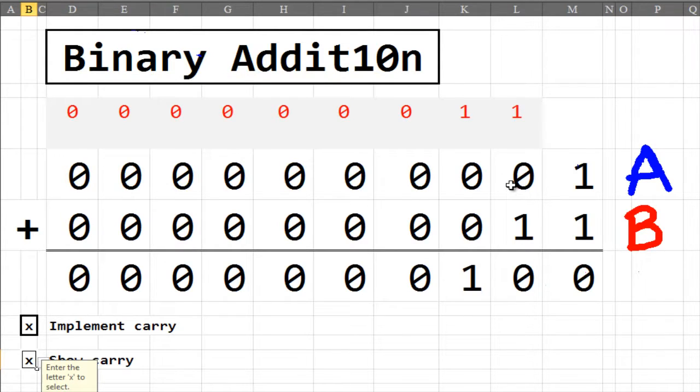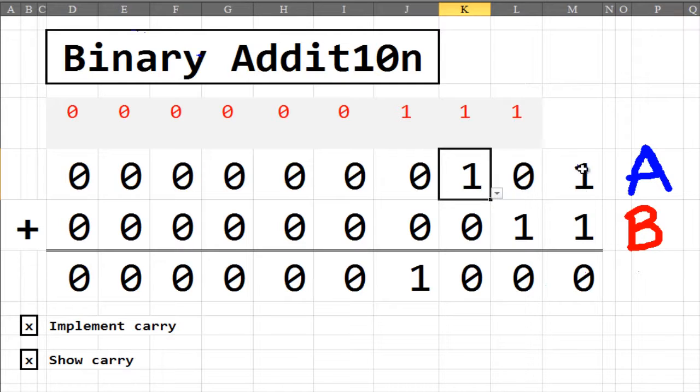The next example, let's add 5 and 2. So input A gets 5, and 5 would be 4 plus 1. Remember, 2 to the 0 is 1, so this gets on. 2 to the 1 is 2, that's off. 2 and 1 is 3, nope. So 2 to the 2 is 4, so this gets on. 1, 0, 1 represents number 5.